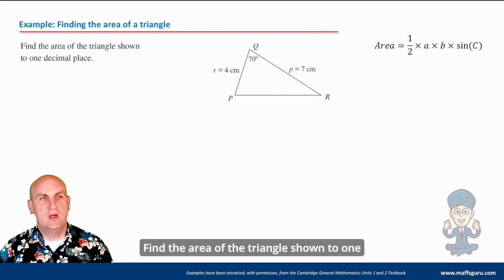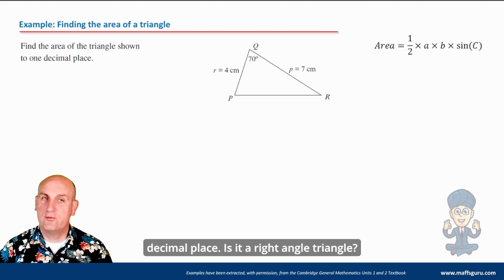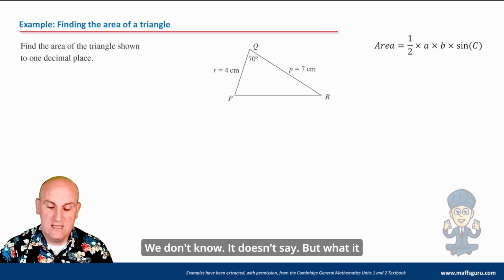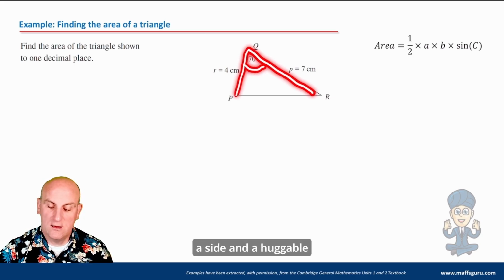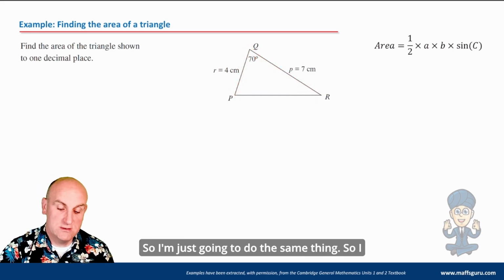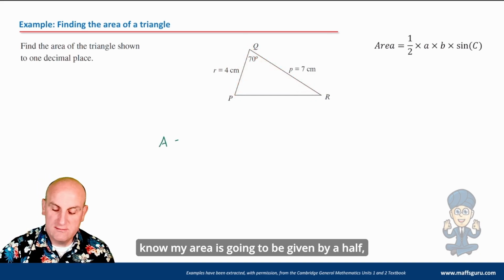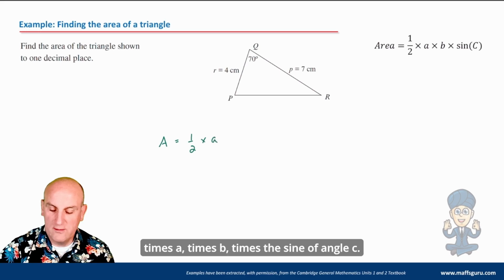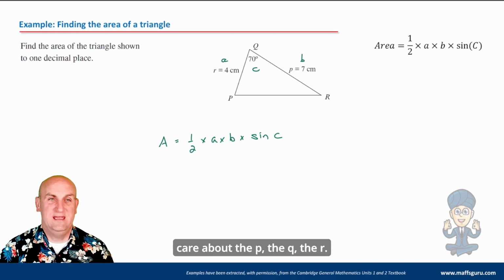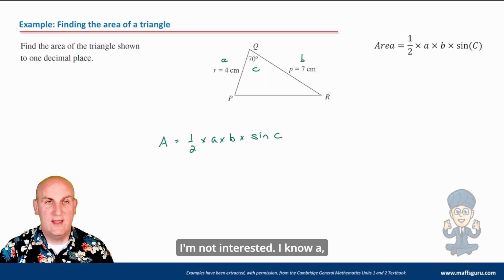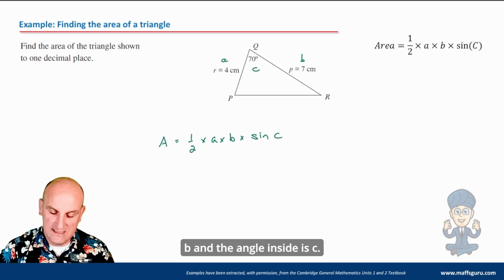Find the area of the triangle shown to one decimal place. Is it a right angle triangle? We don't know. It doesn't say. But what it does do is give me a side, a side, and a huggable angle, or an included angle. So I'm just going to do the same thing. I know my area is going to be given by a half times a times b times the sine of angle C. Well, that's C. That's going to be my little a, and that's going to be my little b. I don't care about the p, the q, the r. I know a, b, and the angle inside is c.